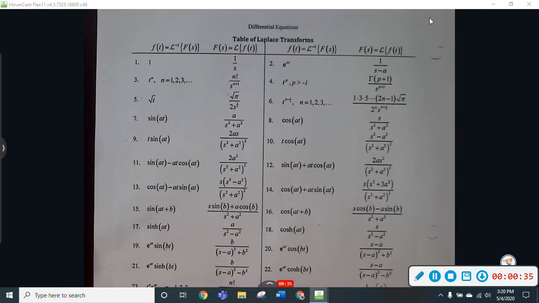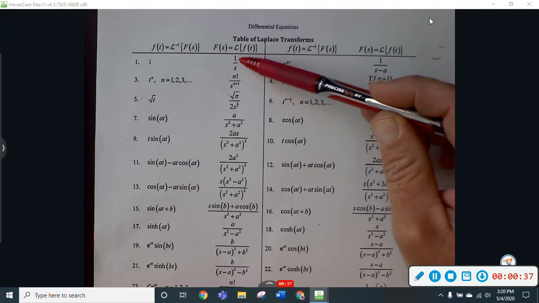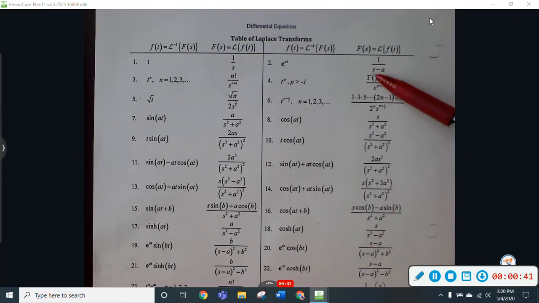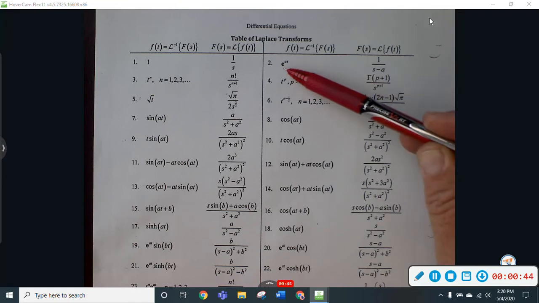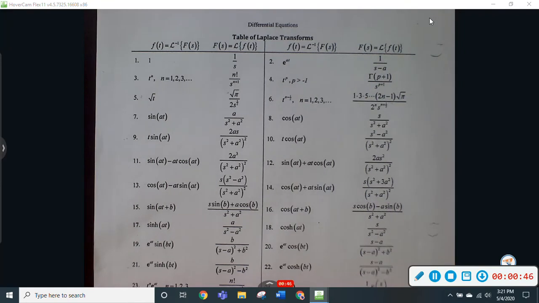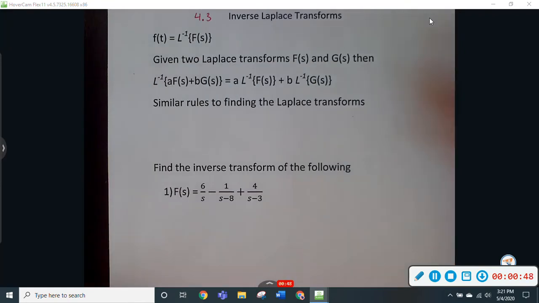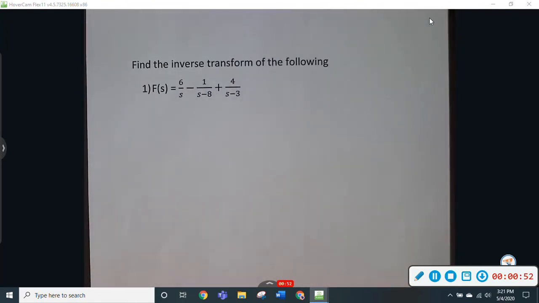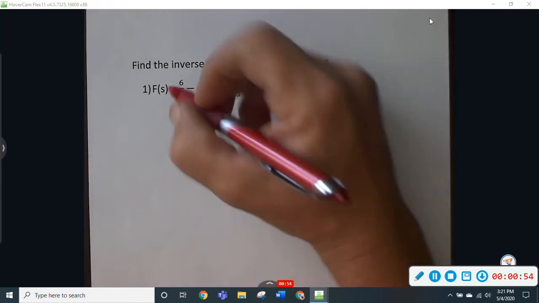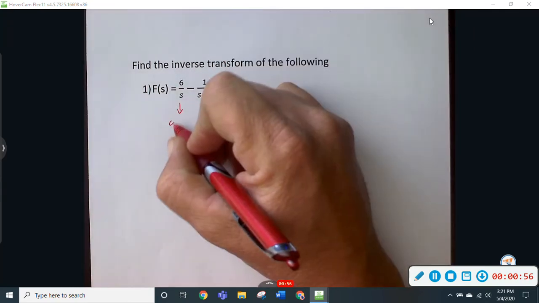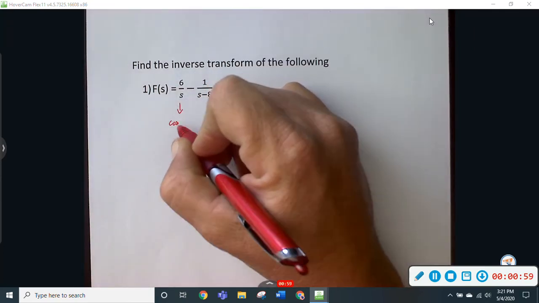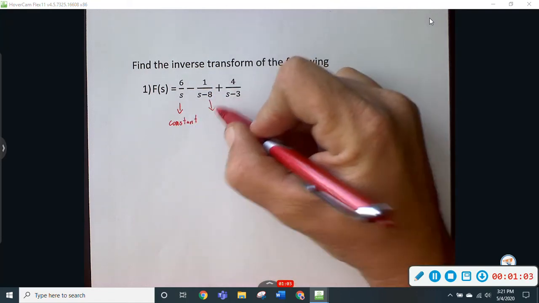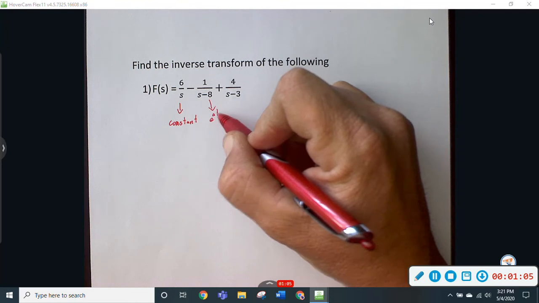In example number one, we're going to find the elusive 1 over s constant along with the 1 over s minus a, which is our exponential e to the at. All right, here we go. So we have to identify this as our constant. And this is our e to the at.